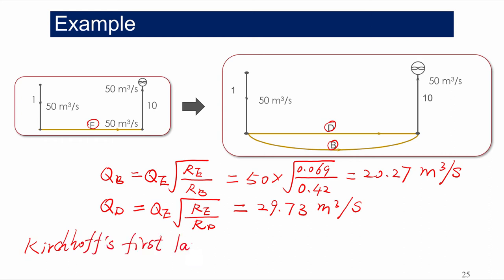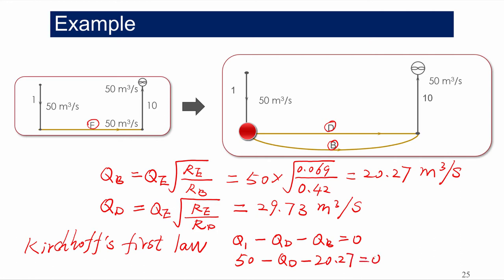Kirchhoff's first law. If we look at this node, Q1, the flow going into the node, minus QD minus QB equals zero, because QD and QB are leaving the node. Therefore, Q1 is 50 minus QD minus QB equals zero. We solve for QD and we can achieve the same result.